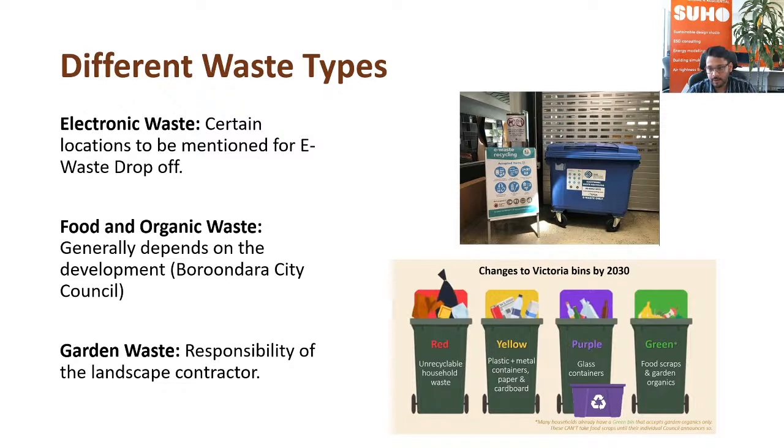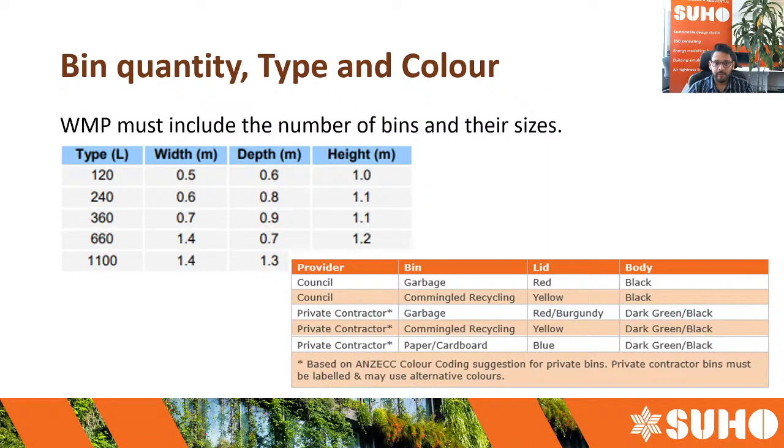There are going to be 4 bins. One will be unrecyclable household waste, that will be red. Yellow will be plastic plus metal containers, containing paper and cardboard. Third will be glass containers in purple, and the fourth will be food scraps and garden organics. Generally, garden waste is the responsibility of the landscape contractor. But the only thing is we need to write that in a report. And then we have to tell the bin quantity, type, and color.